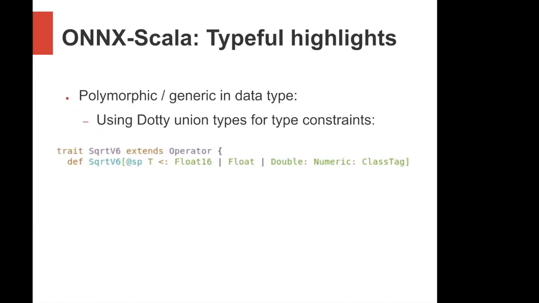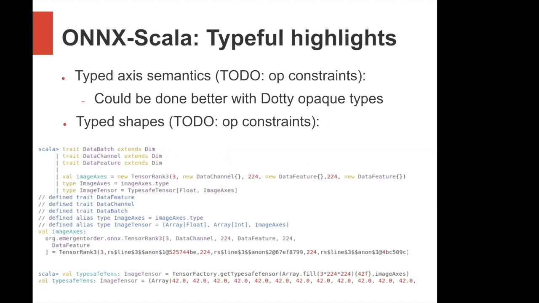So okay, I think I have about 10 minutes left, so I'm going to really get into the typeful and functional highlights right here at the very end. It's polymorphic or generic in the data type. Like I said, you can pass in any data type that you want, subject to certain type constraints. And I encoded those type constraints here. You may not have seen the union type notation. That's the vertical bar. There's another much less readable way of encoding this in Scala 2, and I did that before. But you can see the type constraints here. You can see that you can use different types. That's pretty straightforward.